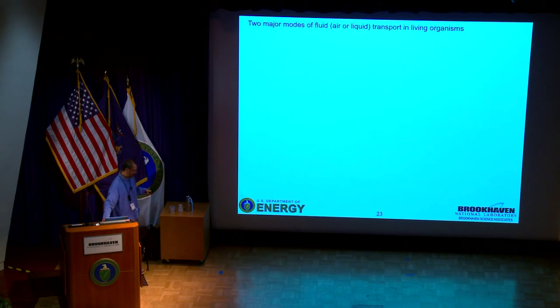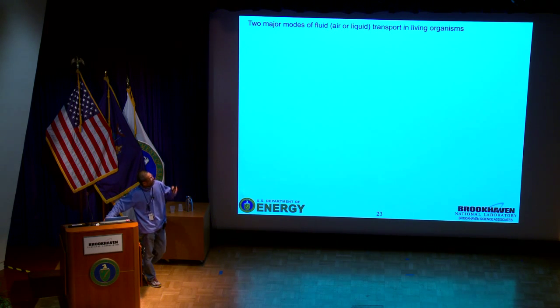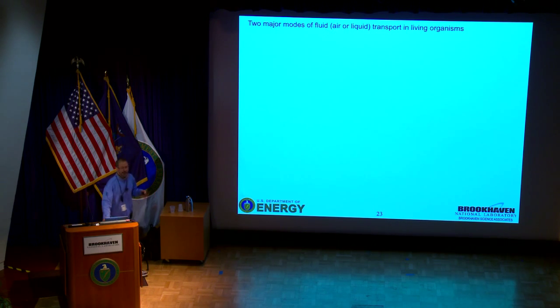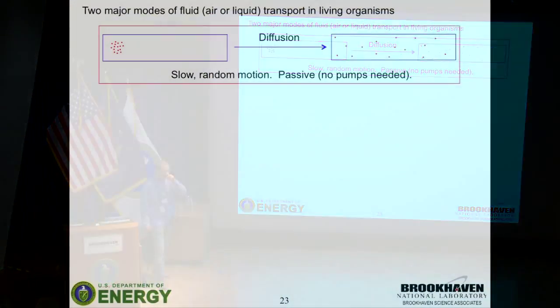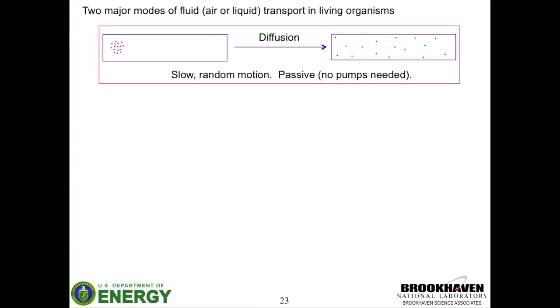So the first thing I want to explain is what are the two major modes of fluid transport in living organisms. The first mode of transport is diffusion. Diffusion is very simple. It's just something that goes from an area of high concentration to low concentration, and it happens just from thermal energy of the particles, okay? It's a slow, random motion, and you don't need any pumps or anything like that. It happens all the time.